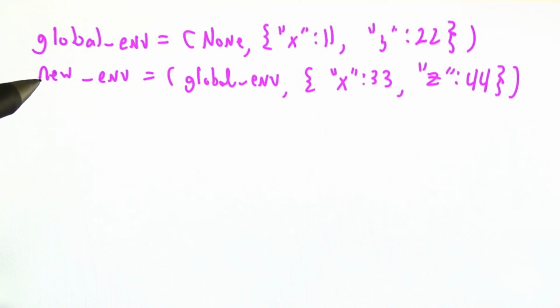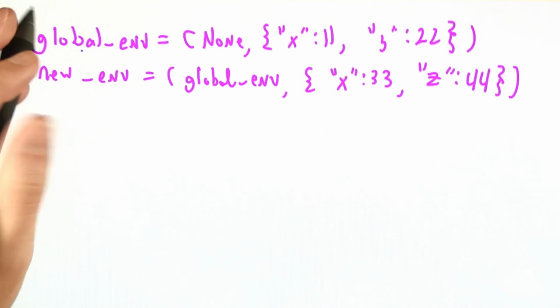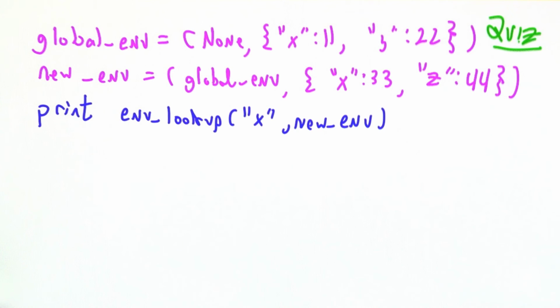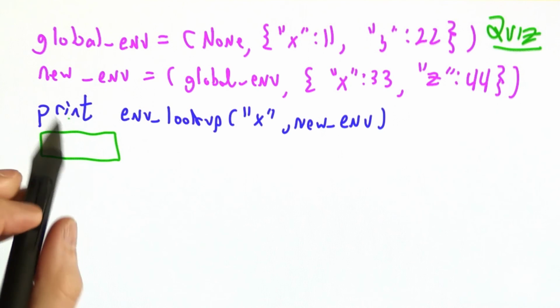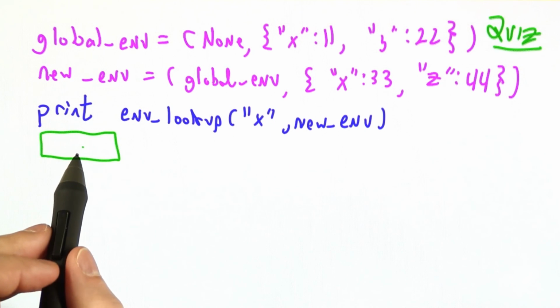So here I'm going to actually define some environments in Python rather than drawing pretty pictures of them. And we're going to run through some practice problems to make sure we understand this. So this will be fill in the blanks. I'm going to call environment lookup of x in the new environment. What's that going to return?